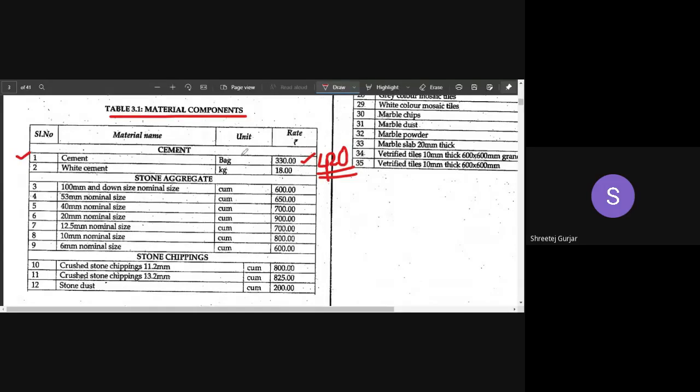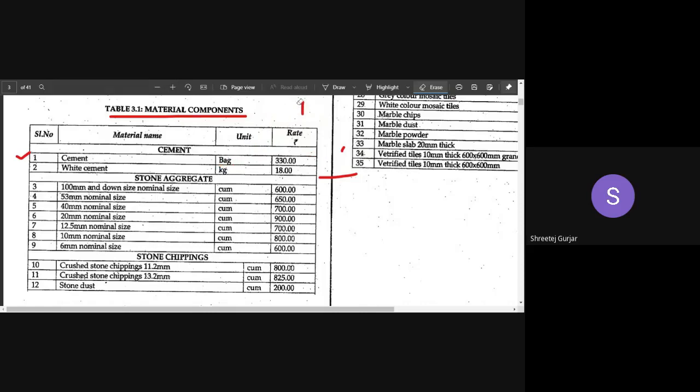So how many kilos of cement will be there in one bag? You order cement in bags, right? You require 10 bags, or 25 bags. How many kgs of cement in one bag? 50 kgs. It is a very basic thing; you have to remember and know this. So you will have 50 kgs of cement in one bag, and one bag will cost you around 400 rupees. This is very important regarding cement.